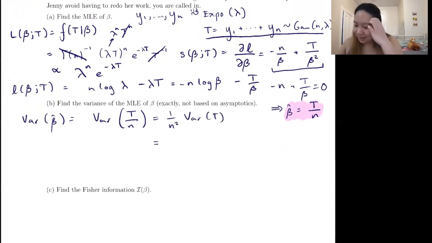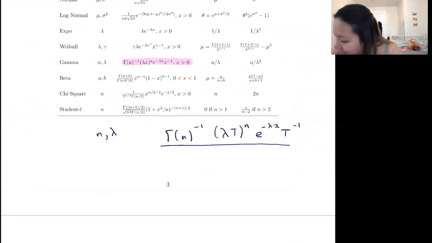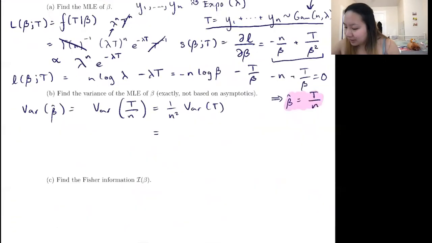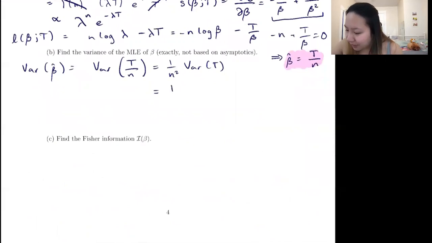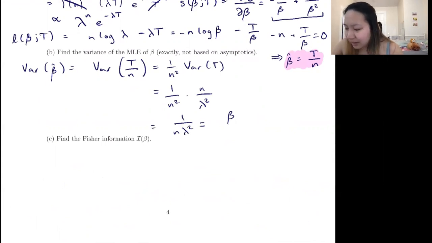The variance of t, well, I have that t is distributed as gamma with parameters n and lambda. So the variance, if I look up here, is n over lambda squared. So I have 1 over n squared times n over lambda squared. I probably want to convert that to betas. This is 1 over n lambda squared, which is equal to beta squared over n. Cool, so that's our variance.